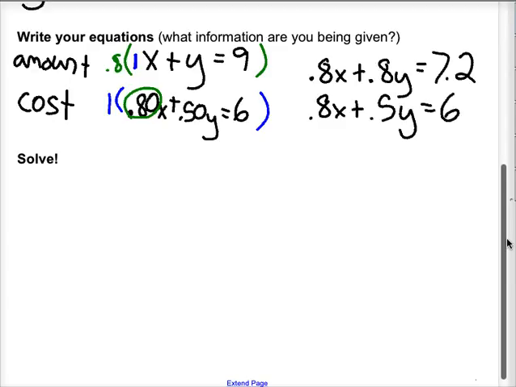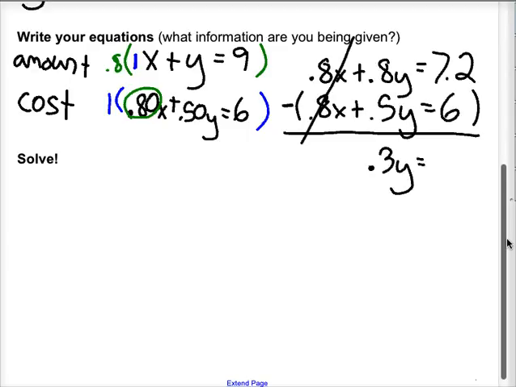So I have 0.8x and 0.8x, just like I need. They're the same sign, so I'm going to subtract them. 0.8 minus 0.8 cancels off just like I needed it to. 0.8 minus 0.5. And again, if you need a calculator, by all means plug that in. You get 0.3y. 7.2 minus 6 gives you 1.2. Divide both sides by 0.3 and you get y equals 4.